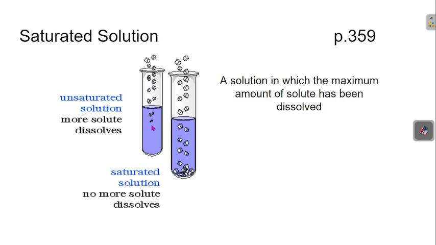Unsaturated means that the solvent is still taking solute. It can still dissolve solute, but it can do it up to a point. When it cannot dissolve any more solute, then you say that solution is saturated. It cannot dissolve any more solute. So, a saturated solution is a solution in which the maximum amount of solute has been dissolved. It will not hold any more solute.